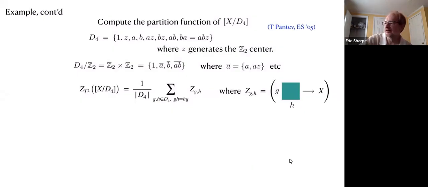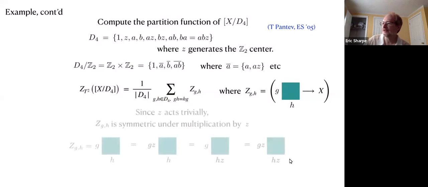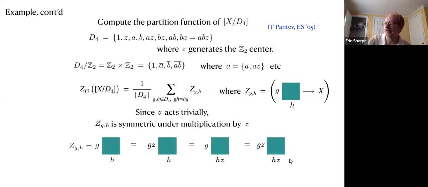Okay. So let's compute the partition function. The D4 partition function will look like a sum over commuting pairs in D4 of these Z_{G,H}. Now, since the center of D4 acts trivially, there is a symmetry amongst the Z_{G,H}. The Z_{G,H} only really know about boundary conditions, and Z doesn't change boundary conditions. So this sector is the same as this sector, as this sector, as this sector. So this is a symmetry amongst these sectors, and moreover, in an orbifold, these are the non-perturbative sectors. An orbifold is a finite gauge theory. A finite gauge theory has no perturbative degrees of freedom, only non-perturbative degrees of freedom. And so these are those degrees of freedom.